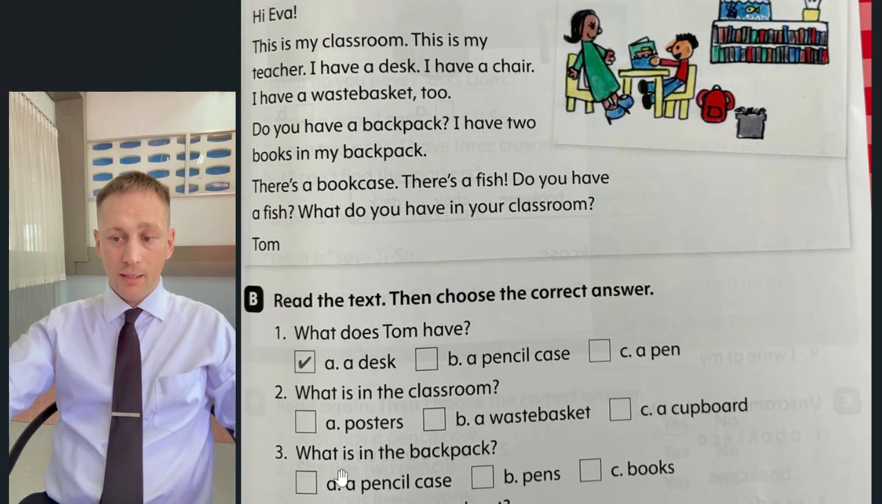What is in the backpack? A pencil case, pens, books. There are 2 books. What is the picture about? The picture about Tom's classroom.